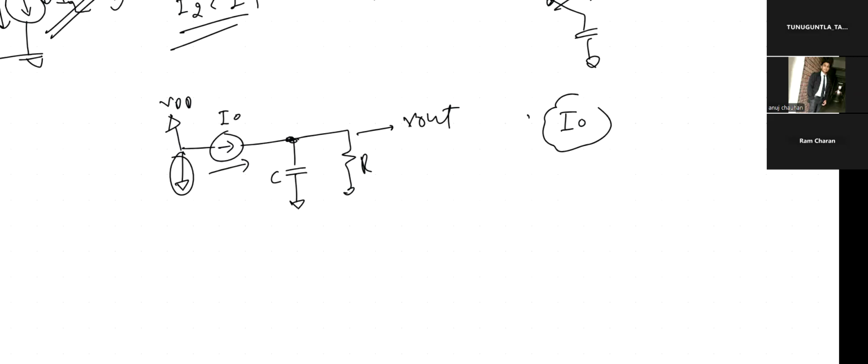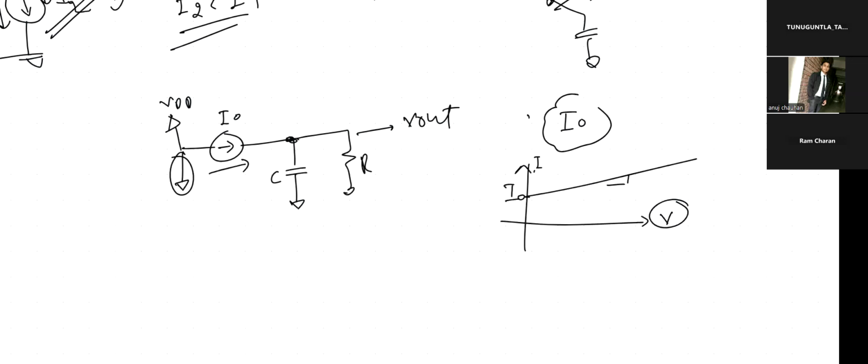But if this is a practical current source, then what is this? It has some slope. This is my V, this is my I naught, and after this is I. This is the dependence: V is the voltage across my current source. So my current source has some dependence on the voltage.